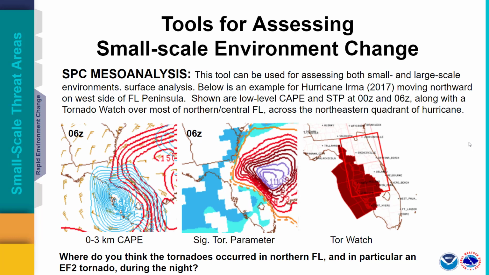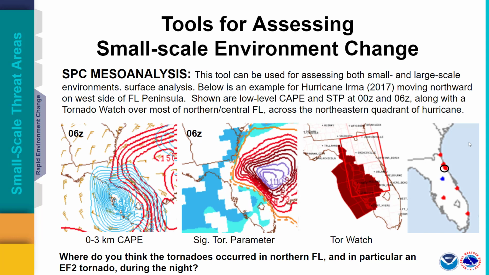Now, the potential for a strong tornado would exist where we have greater values of these fields overlapping. There's only one part of northern Florida where this exists during the night, and that is along the coast in the vicinity of St. Augustine, Florida. The strong tornado occurred just south of St.